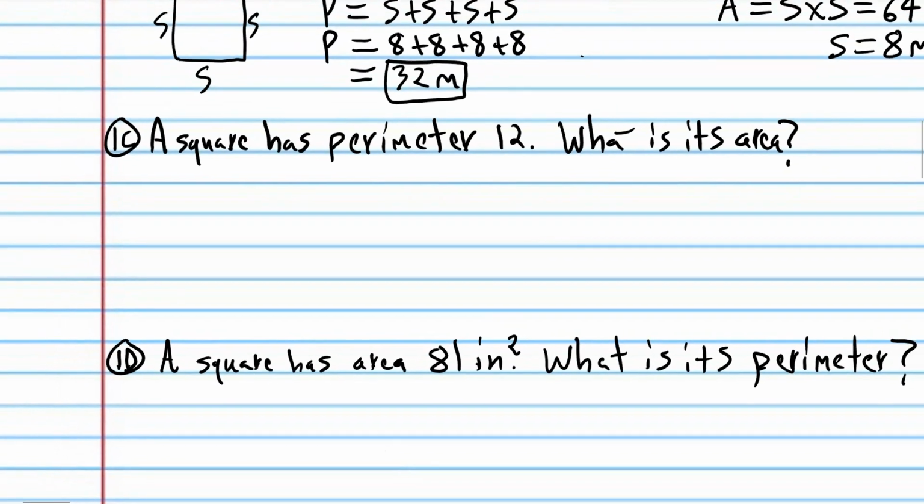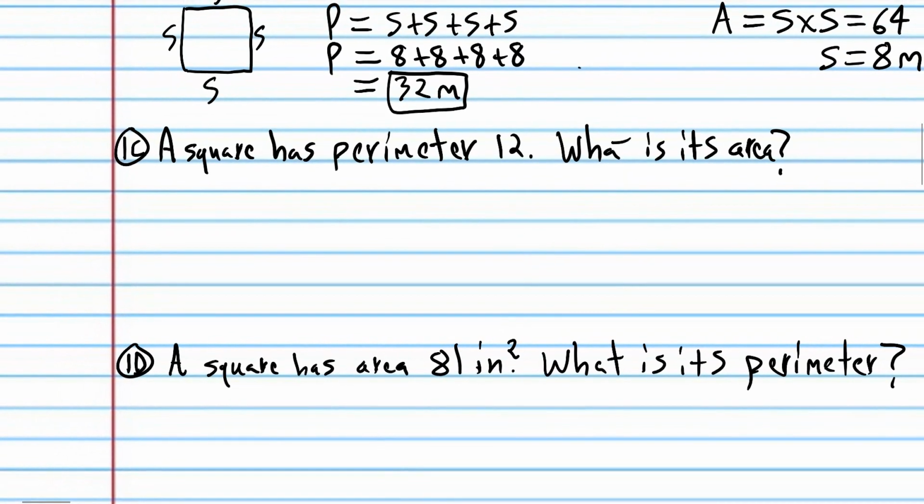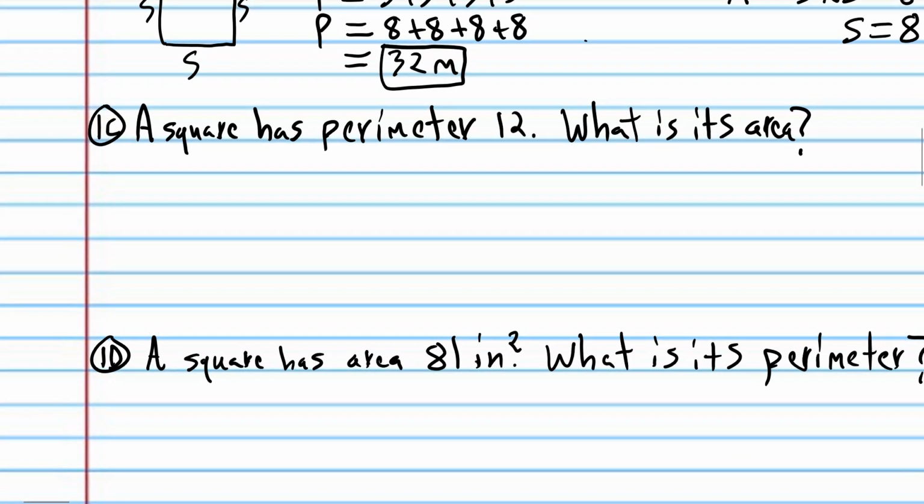A square has perimeter 12. What is its area? Whoops, forgot to put a T there. So again, we have a square. I'll just rewrite that.